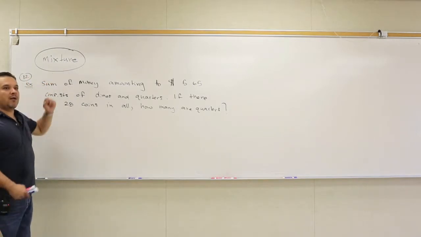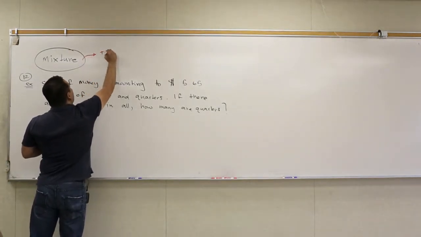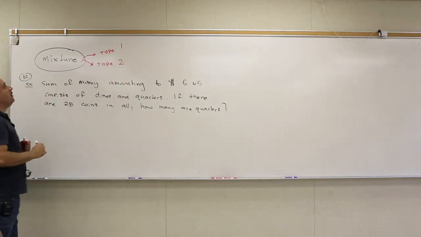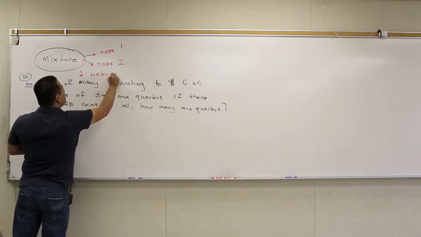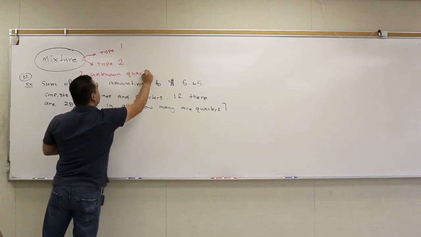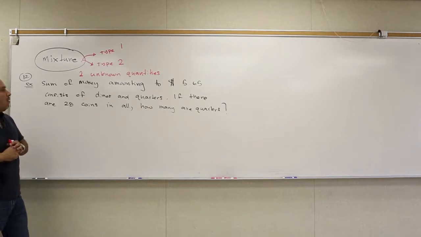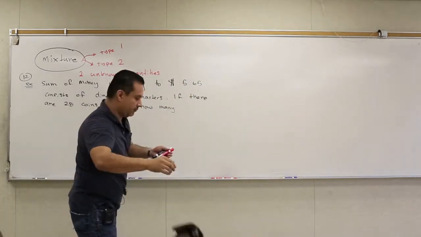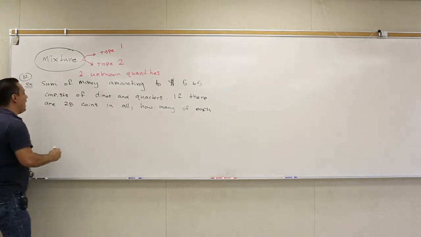This is called mixture. When you start working with mixture problems, you actually have two types, a type 1 and a type 2. You've got two types of variables, two unknown quantities. And very often, this one says there are 28 coins in all. How many of each type? So how many are there of each type?